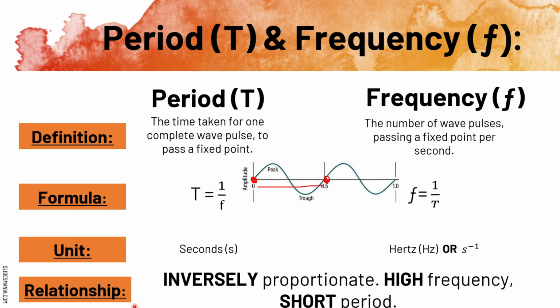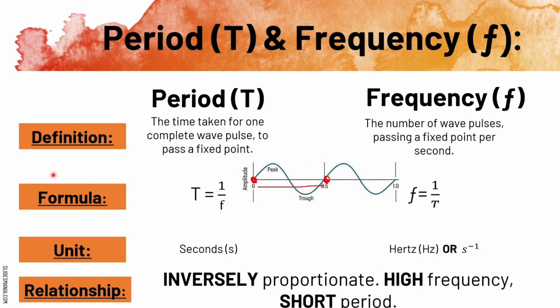So now that we know that is one wave, how long is it going to take for this one wave to pass a specific point? It's going to take 0.5 seconds, which means the period is going to be 0.5 seconds. Now frequency looks at how many wave pulses are going to pass a specific point in 1 second. So we can see here is 1 second, how many waves are present. There are going to be 1, 2 wave pulses, and that's the frequency.